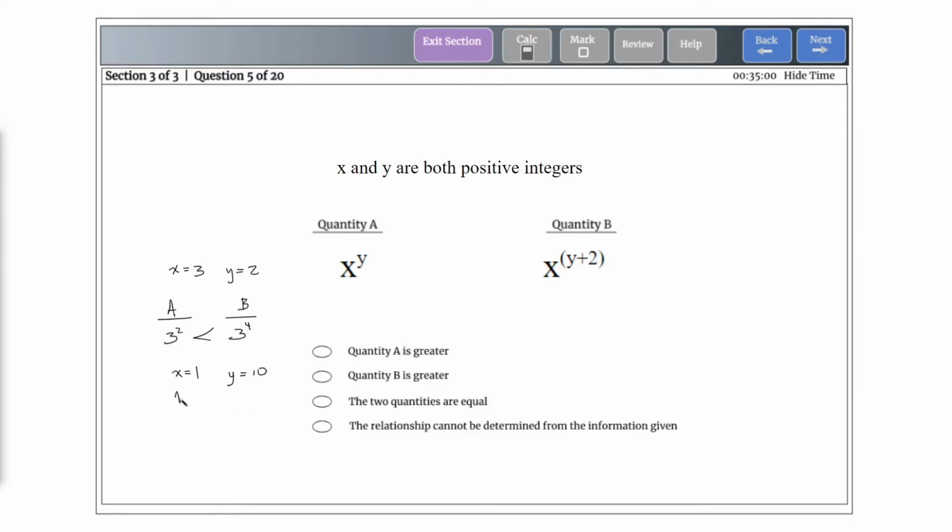Quantity a is going to look like 1 to the 10th. Quantity b is going to look like 1 to the 12th, and 1 to any power is just 1, and so the two quantities will be equal. And so no matter what you had picked for y, so long as you had checked what happens when x is 1, you'd find that the quantities were equal, and these two situations together are enough to conclude that the correct answer must be D.